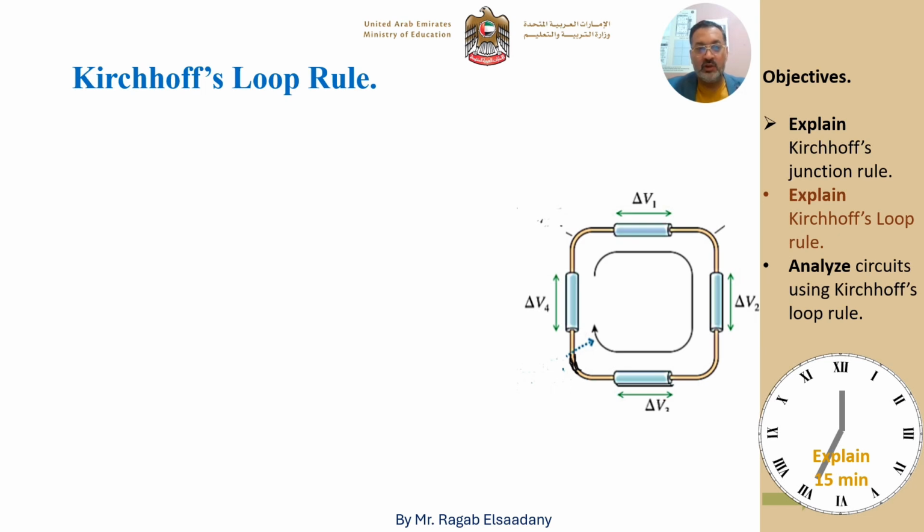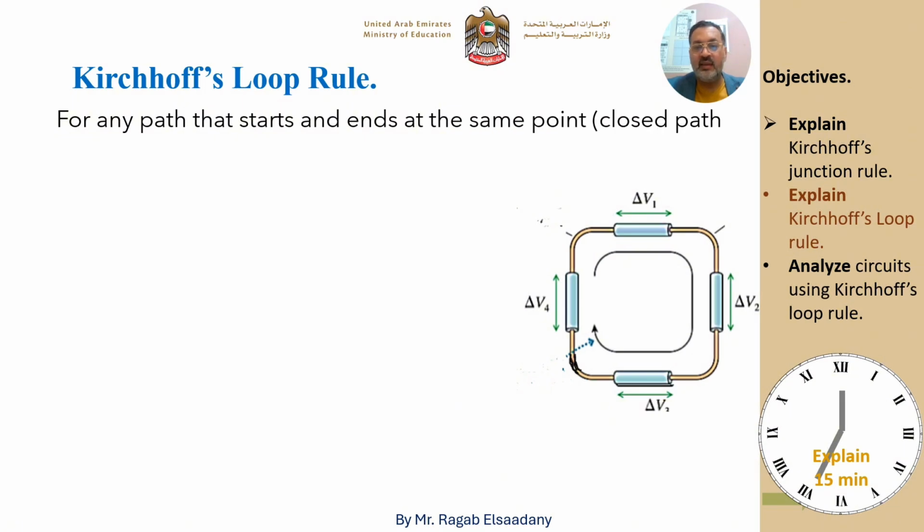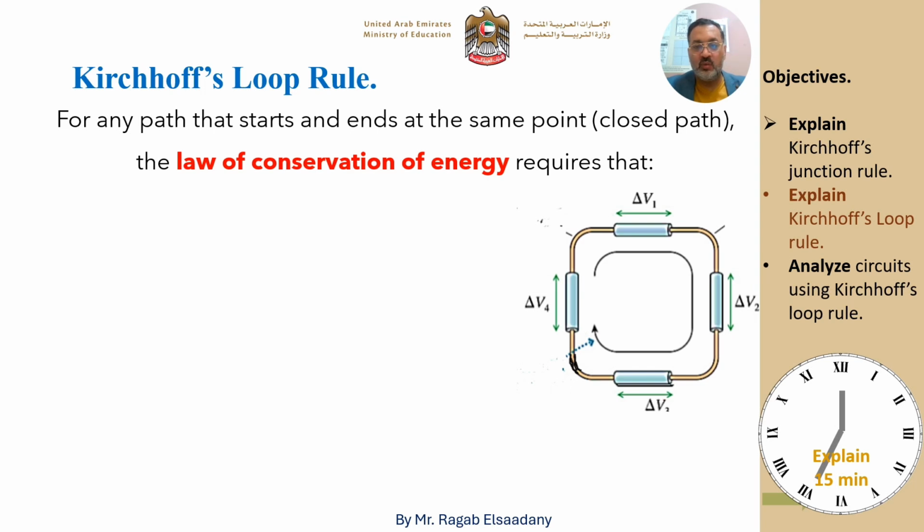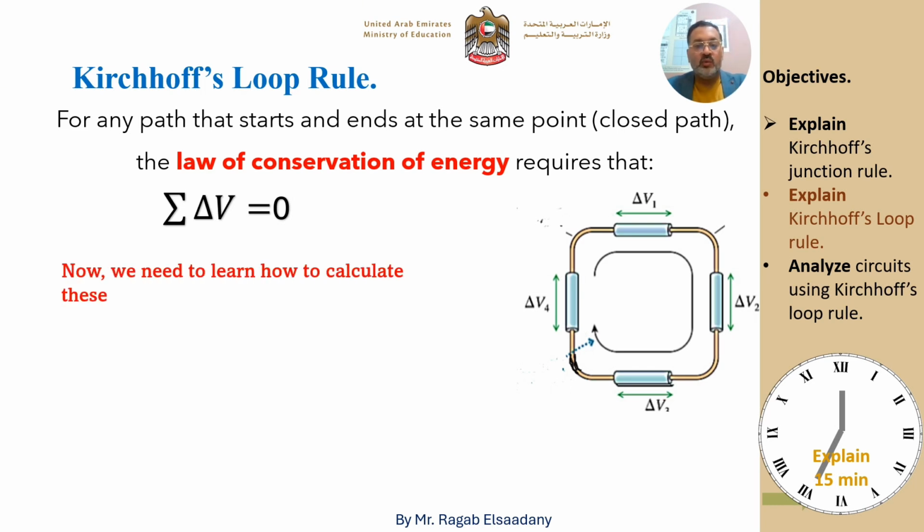Now let's talk about Kirchhoff's loop rule. For any path that starts and ends at the same point, a closed path, the law of conservation of energy requires that summation delta V equals 0. That means the summation of all potential differences around the loop, a closed path, is equal to 0. Now, we need to learn how to calculate the delta V's.